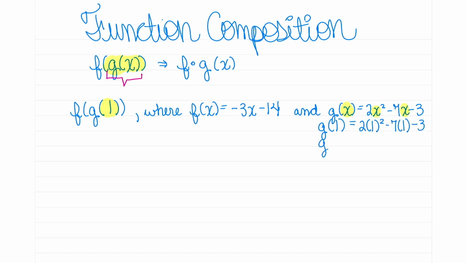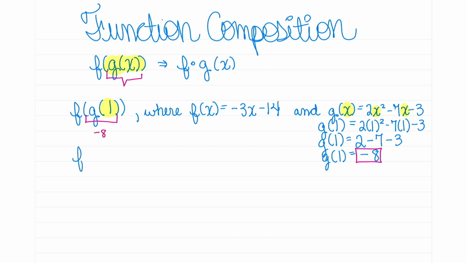And now we are just going to evaluate this by following the order of operations. So we have 1 squared, which is 1, times 2 is 2. 7 times 1 is 7, and then 3. So now we have 2 minus 7 minus 3, which is going to be negative 8. Now we have this result. g of 1 is negative 8.